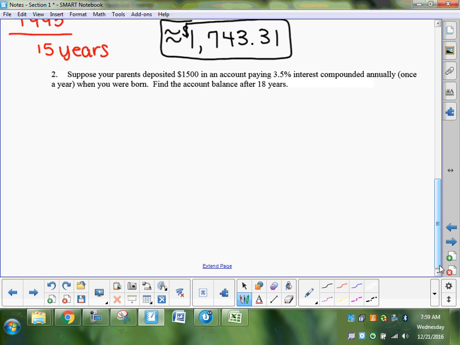It's an exponential function. So we're going to start off, this is a growth model. Y is equal to A times 1 plus R raised to the T power. So in our case, the A is the initial amount, and how much was it? 1,500?